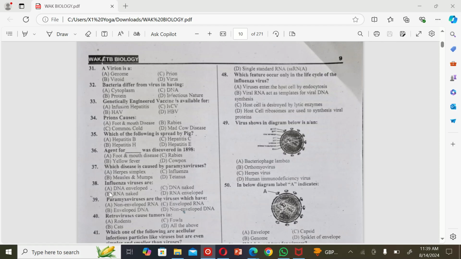RNA enveloped. The next MCQ is: pneumoviruses are the viruses which have A, non-enveloped RNA, B, enveloped DNA, C, enveloped RNA, and D, non-enveloped DNA. The correct option is C, enveloped RNA. The next MCQ is: retroviruses cause tumors in A, rodents, B, cats, C, poultry, and D, all of these. The correct option is D, all of these.